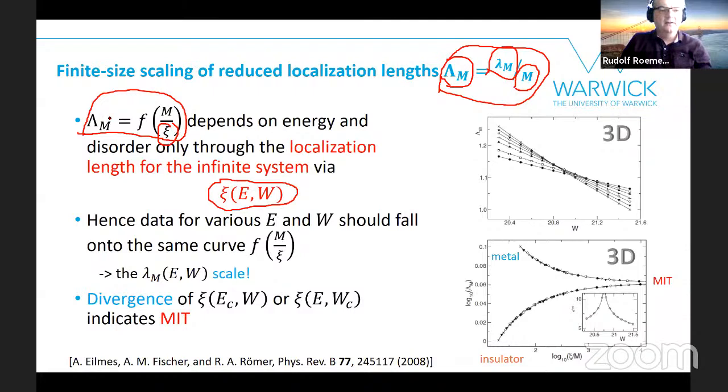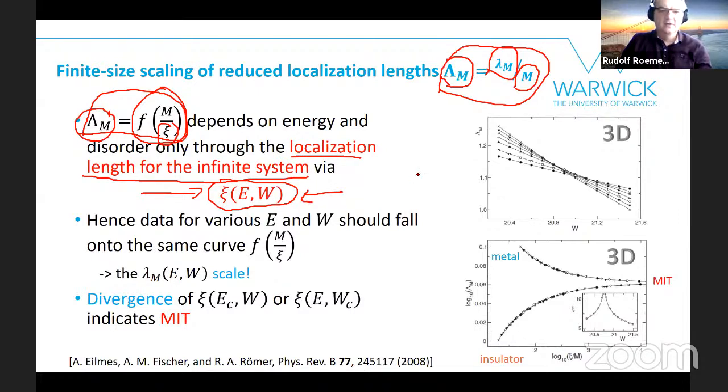So the lambda Ms don't depend on energy and disorder and M separately. They only depend on the system size and on energy and disorder in this particular form that I've given here at the top left. This is something that people have been using, single parameter scaling in Anderson localization, for many years. I'm not going to talk about the motivation behind that, but it's important to note that if we estimate the scaling parameter, it is effectively the localization length for the infinite system. Once we obtain it from finite size scaling, we can get an approximation of what the infinite localization length should look like.